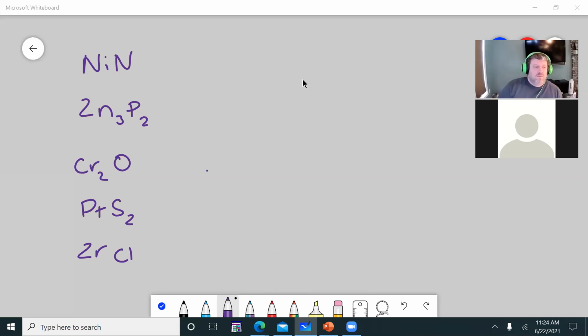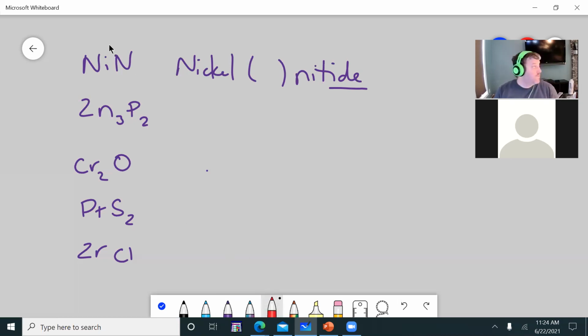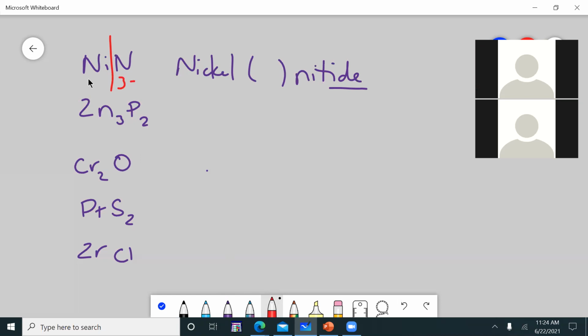So first one here, NiN. This is not 9-inch nails. This is nickel(III) nitride. Let's talk about how we got that. We know this is a metal with an unpredictable charge, nickel. I'm going to put the space there, and then this is nitride. The -ide is talking about the element, so we don't have any polyatomic ion here. It's just nitrogen. I'm going to cut it in half. The nitrogen has a 3- charge, and there's only one of them. The nickel has a 3+ to balance out the 3-. 1, 2, 3. So we get nickel(III) nitride.